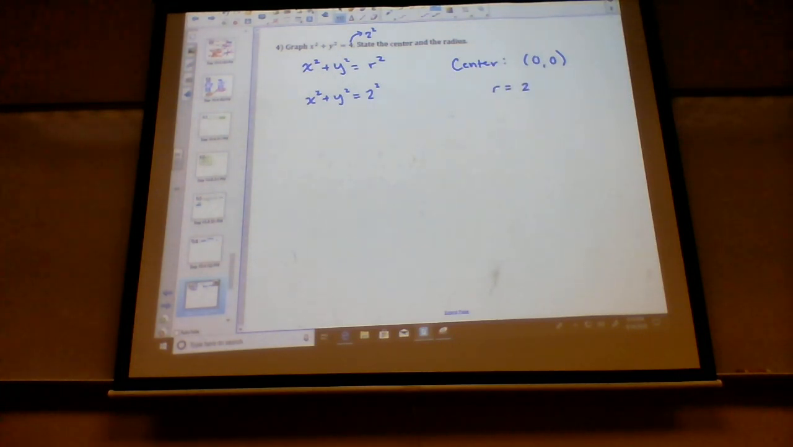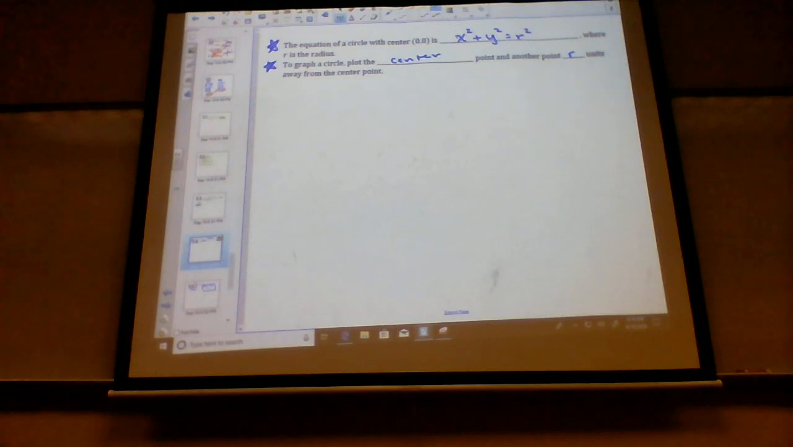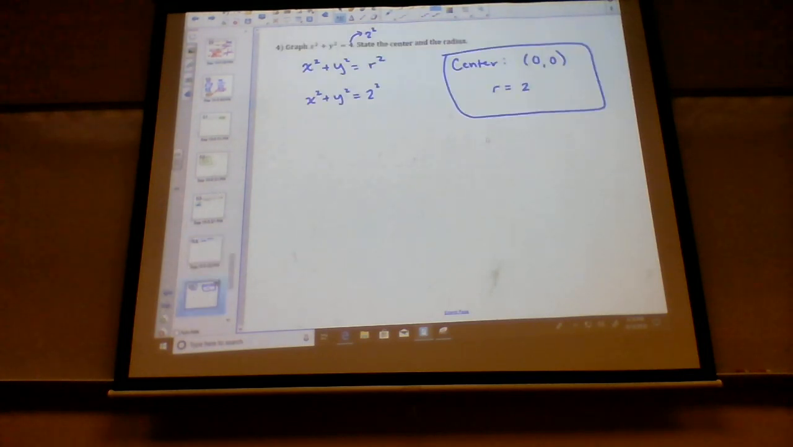And you might say, well, how do you know that the center is 0, 0? Well, let's go back and look at this definition right here. It says the equation of a circle with center 0, 0 looks like this. So if your equation looks like this, then the center is 0, 0. So they asked me to state the center and the radius. That's what I did right here. And now I'm going to graph it. Now graphing it's really easy.